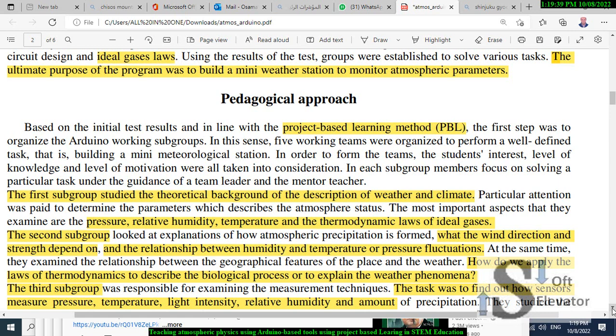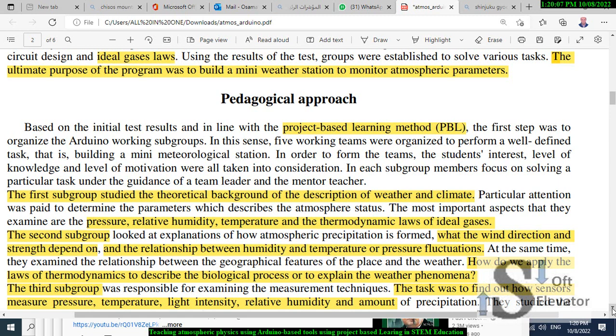The second subgroup was responsible for what the wind direction and strength depend on, and the relationship between humidity and temperature or pressure fluctuations. At the same time, how do we apply the laws of thermodynamics to describe the biological process or to explain the weather phenomena?